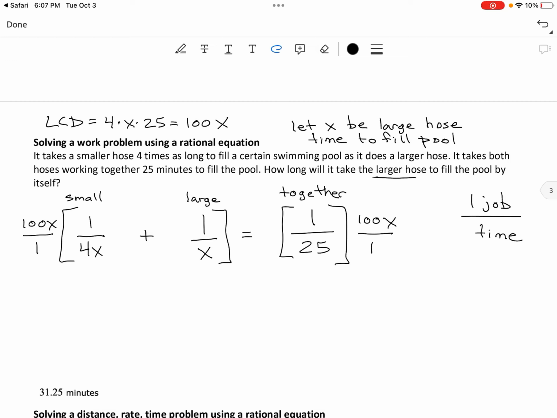And so whenever you do this, you're going to multiply these two together, which is going to give you 100x over 4x. But do you see that we're going to be able to reduce and get rid of those x's? Now you're also multiplying these two together, which is going to give you 100x over x. And then you're going to multiply these two together. Again, numerator with numerator, denominator with denominator. So you're going to have 100x over 25.